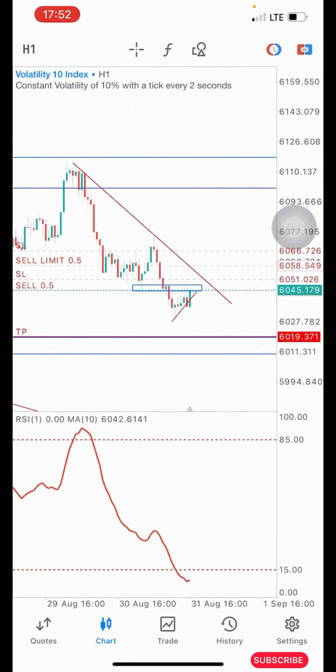On the 1 hour time frame, there is a resistance trend line here, showing you that if price gets to this area, there's every possibility that it's going to be rejected to the downside. Around this area too, there is a support area, the area where I marked and took entry.